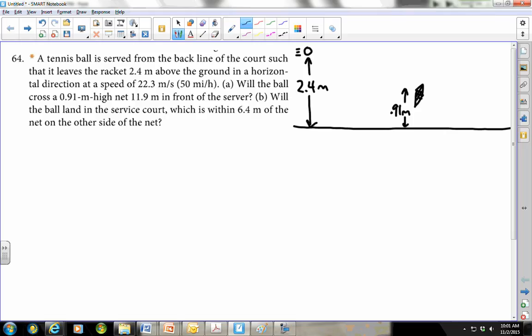And it is 11.9 meters from the net. That's horizontal. Okay. That's part of question A. Then question B is going to get into whether it lands in this range right here. So we're looking for it to land in the service court.